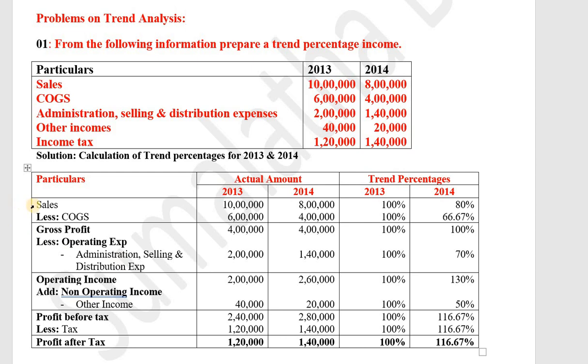Getting my point? See here, sales are 10 lakhs and 8 lakhs. Here they have given 10 lakhs for 13 and 8 lakhs for 14. For 13, since it is the base, we put 100%. Then for 14, we have to find out what the trend percentage is. To find it, we do 8 lakhs divided by 10 lakhs into 100, keeping the base year as the information. So for sales, 8 lakhs divided by 10 lakhs into 100, you will be getting 80%.